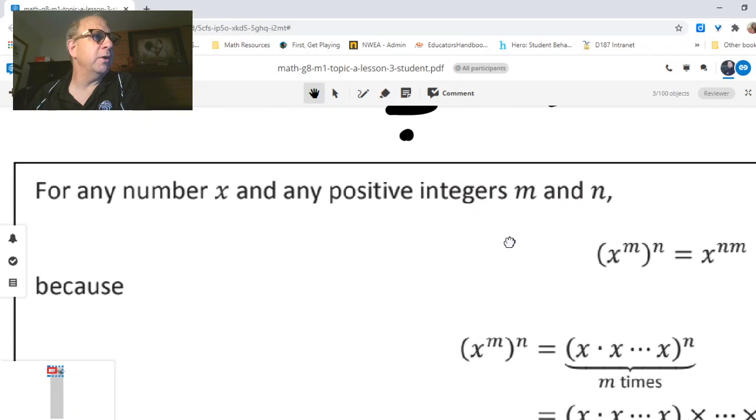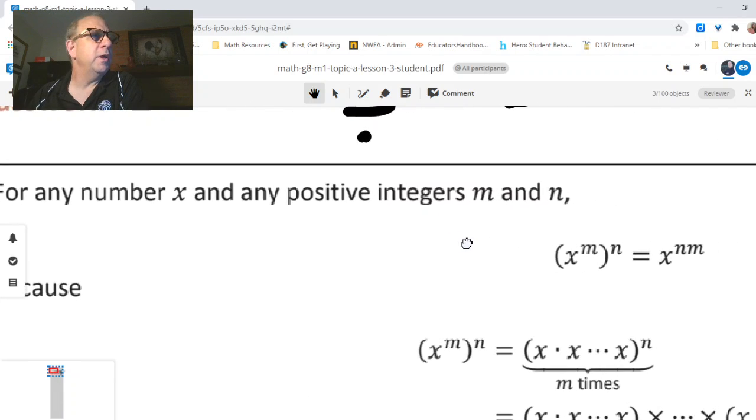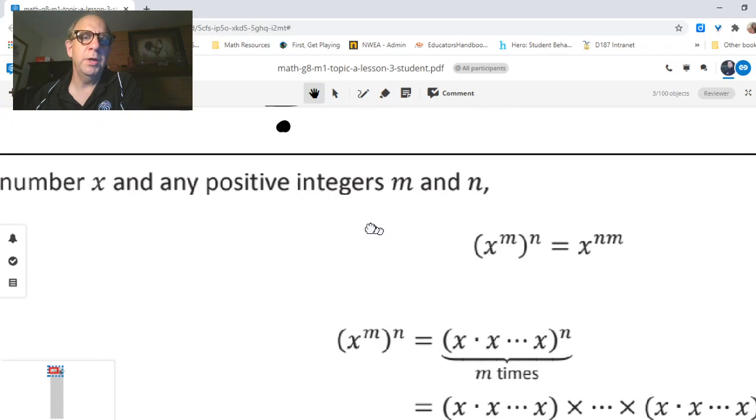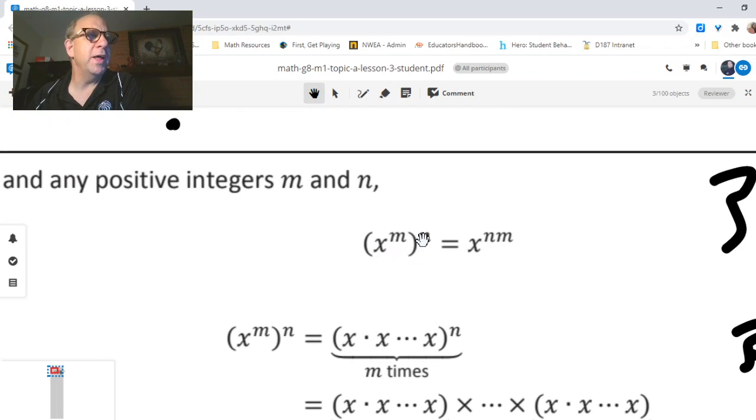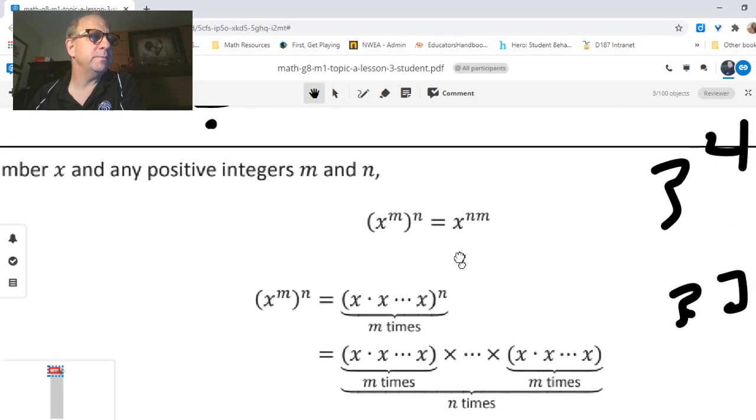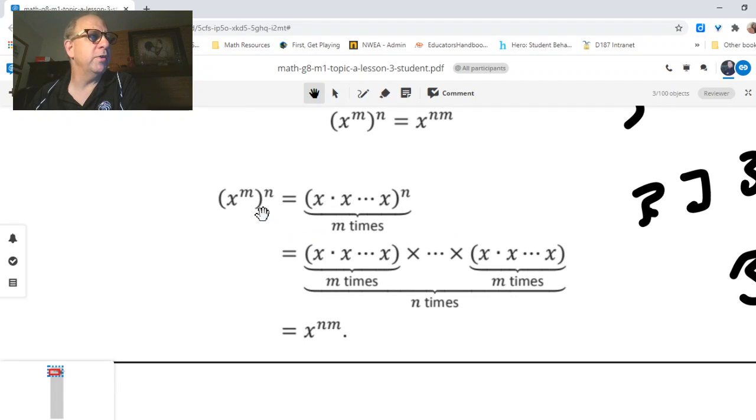So now we are going into this one, which is any number x and any positive integers m and n. So x raised to the m power, raised to the nth power, equals x to the n times m. Why does that work that way? Think about that for 1 second. x to the m to the nth power.